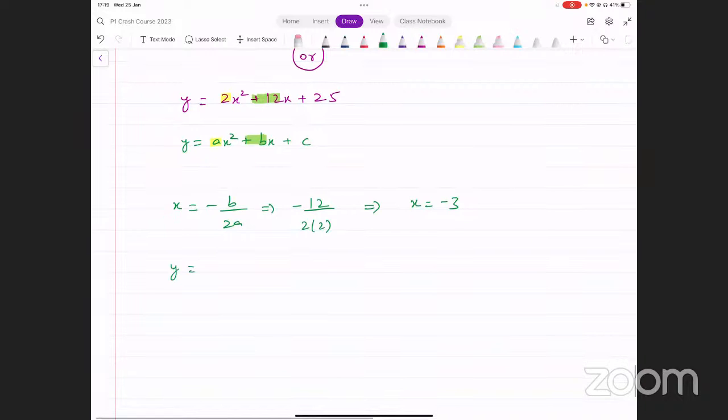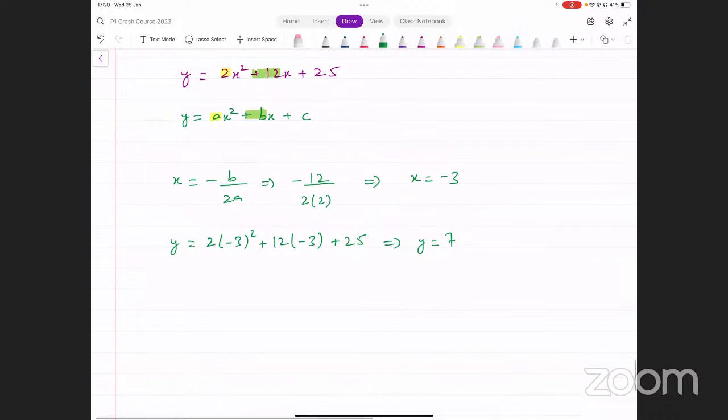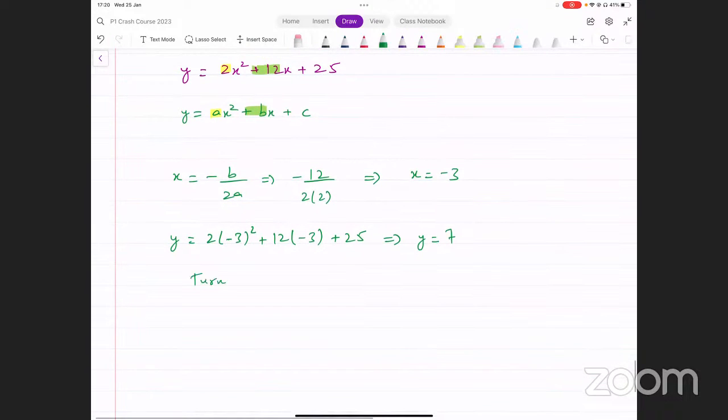Now, how do you find the y coordinate? We put this number back in this function and see what that gives us. Y equals 2 into minus 3 whole squared plus 12 into minus 3 plus 25. We simplify this: 2 into 9 is 18, 18 plus 25 is 43, 43 minus 36 turns out to be 7. Y equals 7. So we write down the turning point first: minus 3 and 7.